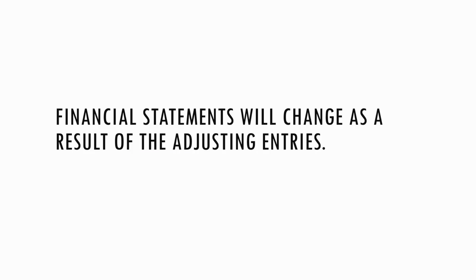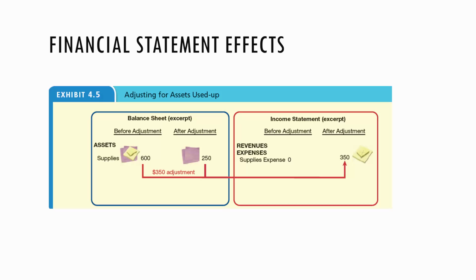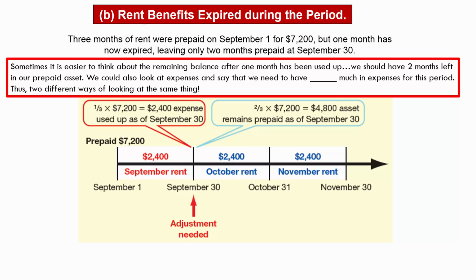So as a result of doing these adjusting entries, our financial statements change, and that's what we hoped to accomplish in the beginning. I also often refer to this sort of transaction where we reduce the assets and we record an expense as expensing off an asset, and a lot of the adjusting entries are that.